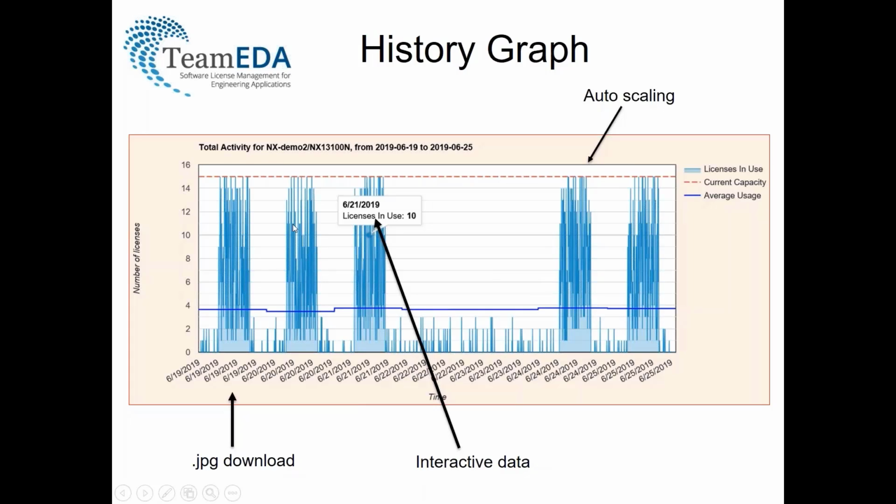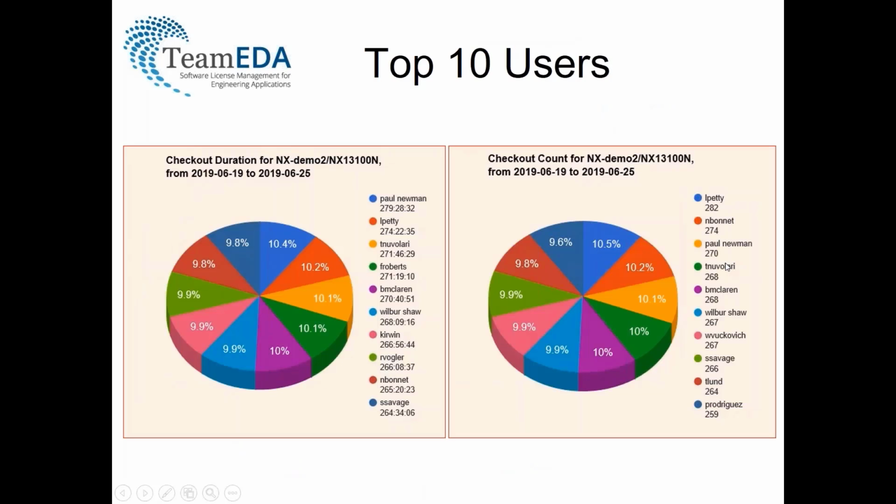So as you move your cursor over the data, it's going to show you the exact value at that particular point. All graphs are JPEG, so you can download this as a JPEG image, copy it, save it, paste it, whatever you want to do. We also have the ability to do auto scaling. If you have a really, really high capacity and a low usage, you can blow that up by using the auto scaling button.